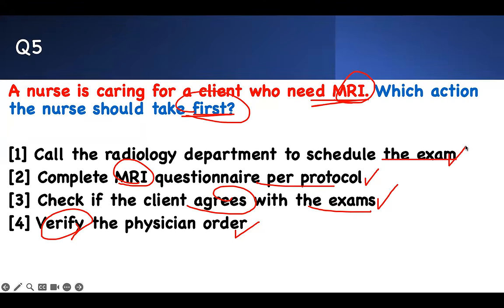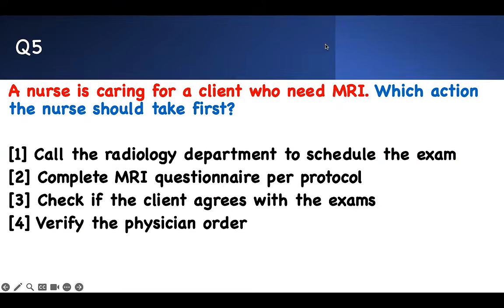radiology and schedule it. Okay, after you schedule it, you remove anything from the patient if they have metallic objects, and then when he's ready, you take the patient out. So this is number 1. Verify the order and make sure that it is a true order to get an MRI done.